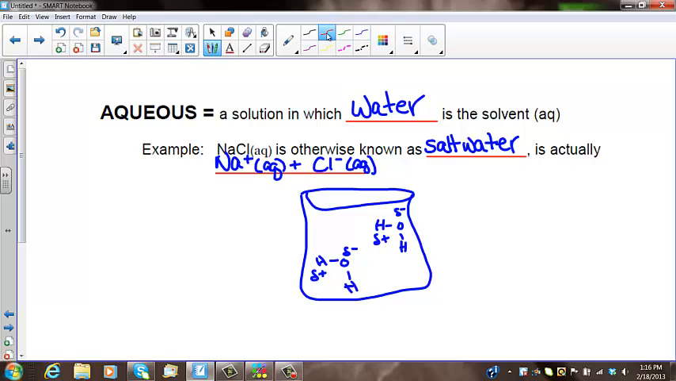So when I drop that NaCl in here, we know that the chlorine, being the negative ion, is going to be attracted to the positive hydrogen side, and the Na, which is positive, is going to be attracted to the oxygen, the negative side. And that's what happens when we put salt in water. And so you have these free-floating ions in solution attracted to either side of the water molecule.